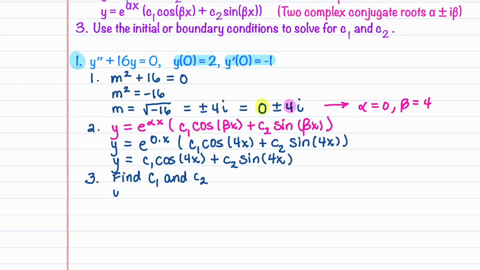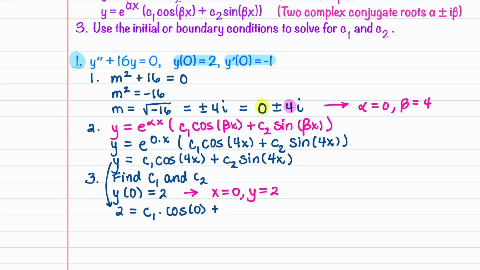Let's start with the condition that y at 0 is equal to 2. This means that we're going to substitute in that x is 0 and y is 2. Looking right here, this gives us 2 is equal to c1 times cosine of 0 plus c2 times sine of 0. Cosine of 0 is 1, so we have 2 is equal to c1, and then sine of 0 is 0, so we just have c1 is equal to 2.